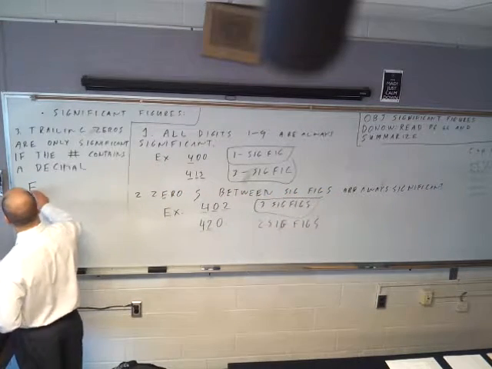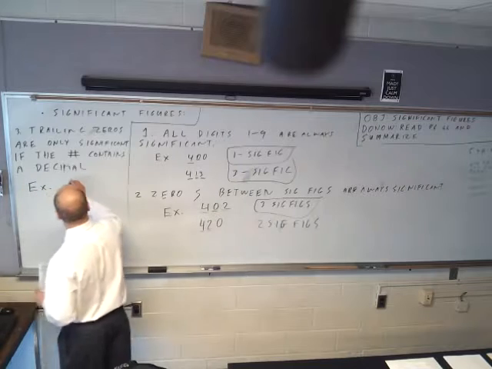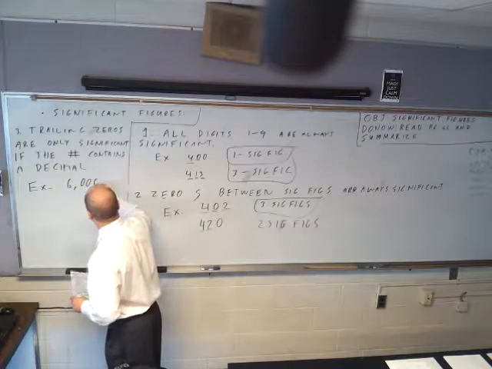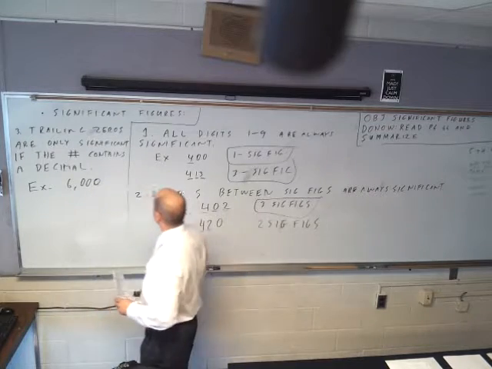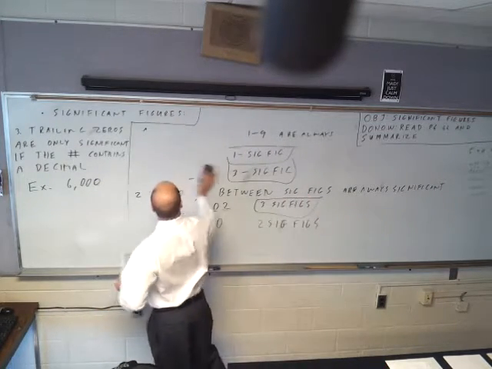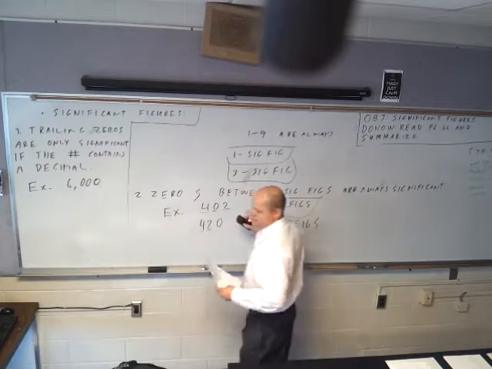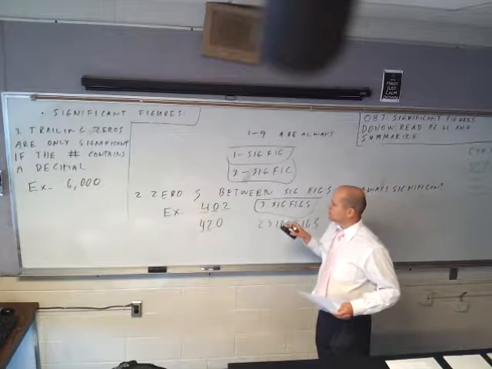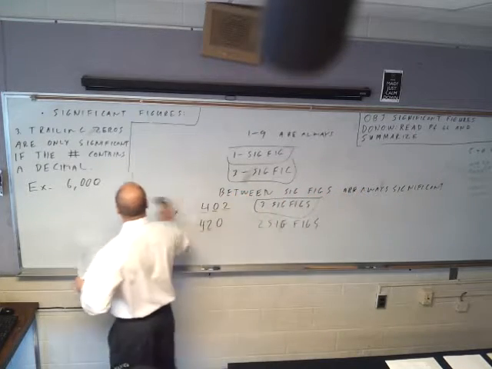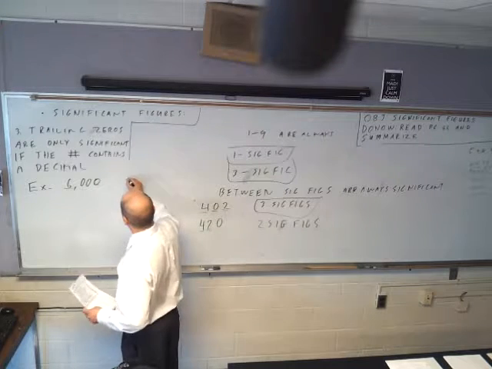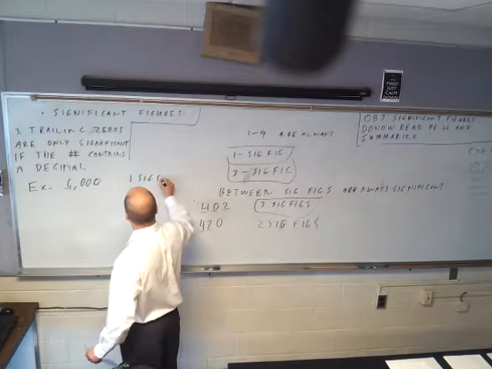So, for example, the number 6,000. Has everybody got number 2 already? Anybody falling behind here? I'm going to erase number 2. Okay, so for example, 6,000, there's only one significant digit. Right? One significant. It's just 6.